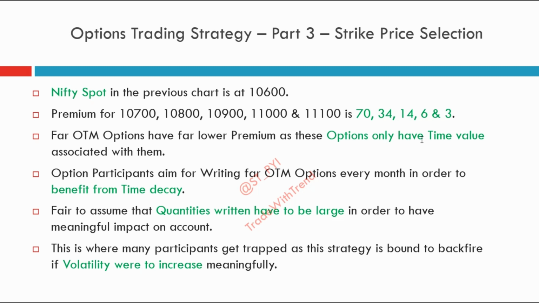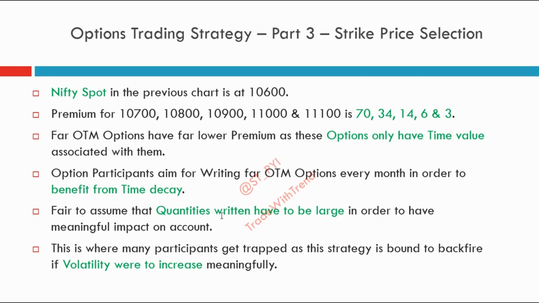One more thing you remember, that in order to profit from this 14, 6 and 3 premium, you will have to write huge quantities. Now, assuming that the lot size is 75, but for the ease of calculation, I'll assume that lot size is 100. So with one lot size, if you write a 10,900 call option, the net premium you receive is 14. That is 1,400 per lot only. So in case you have to profit 30,000, 50,000, 1 lakh, 2 lakh or 3 lakh, what you have to do is you'll have to write huge quantities of this 10,900 call option or 11,000 call option.